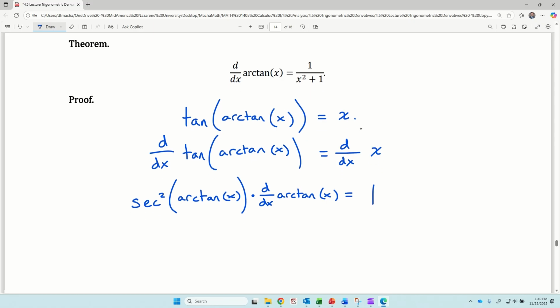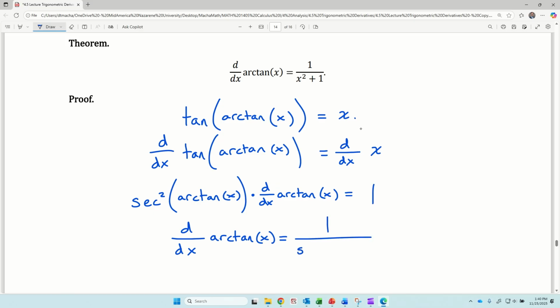And now I can proceed if I divide both sides by secant squared of arctangent of x, so that the left side is the derivative of arctangent, and the right side becomes 1 divided by secant squared of arctangent of x. Now that is a way to describe the derivative of arctangent, but you'll notice that it doesn't match exactly what I'm trying to prove. It doesn't match 1 divided by x squared plus 1. So how do we get that form of my derivative?